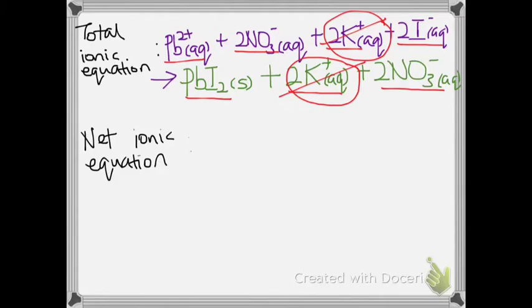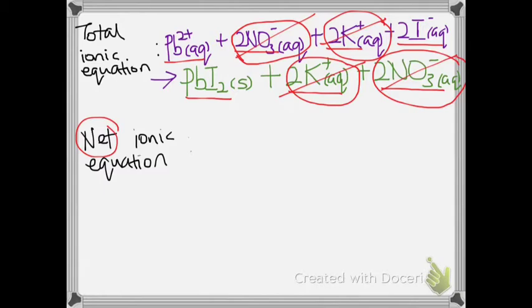Now let's take a look at nitrate. Now we see nitrate appearing in the green region, the product region. We also see it appearing in the purple region, which is the reactants. Therefore, they can also be cancelled out. So what is the net ionic equation?